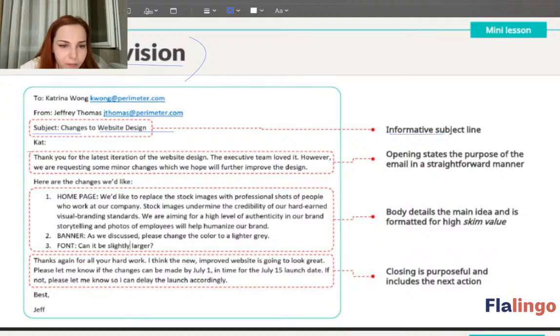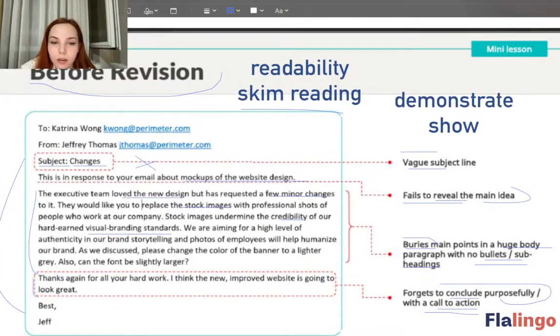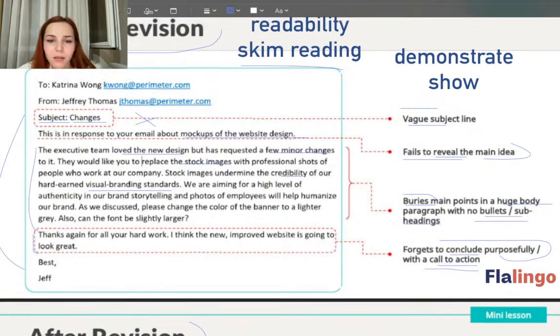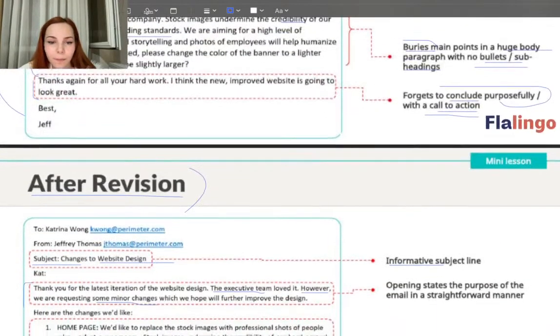So, thank you for the latest iteration of the website design. The executive team loved it. However, we are requesting some minor changes which we hope will further improve the design. I talked about minor changes in the first slide as well, but it's really hard to pick the changes I want from here. It's really confusing to read this.